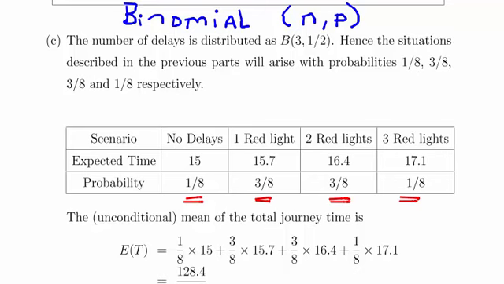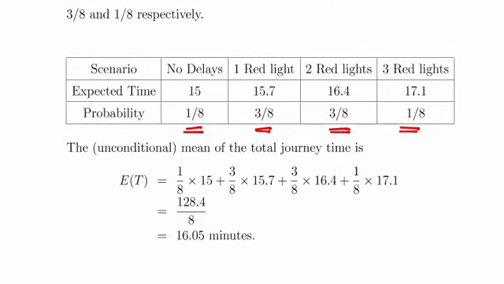So the expected time, now this is a little bit confusing. This is the expected time in general, which combines all four scenarios. So some days you get no delays, some days you get one red light. So this is unconditional. Now these are expected times also. I probably should have used a slightly different phrase there, but this is conditional on the fact that there's no delays. This is conditional on the fact that there's one red light, and so on.